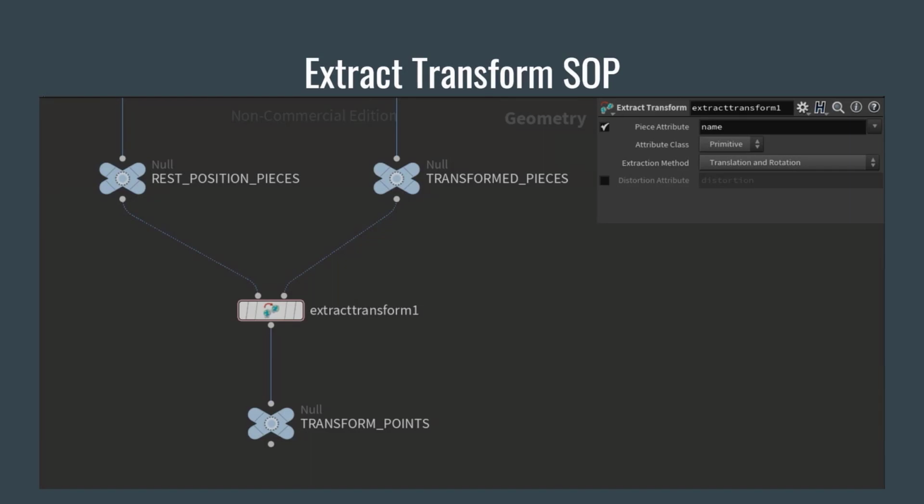Now, as I mentioned earlier, it's very helpful to just cache out a point representation of your pieces instead of the piece geometry directly. The extract transform SOP that was added in Houdini 17 is extremely useful because it will give us transform data for all of these post-sim tweaks that we just made.